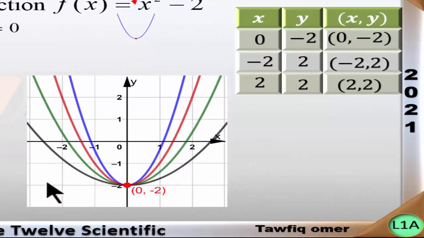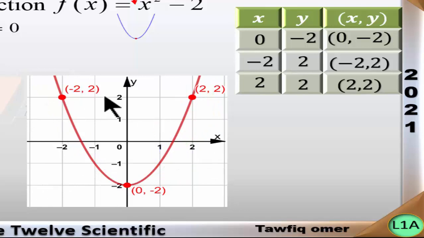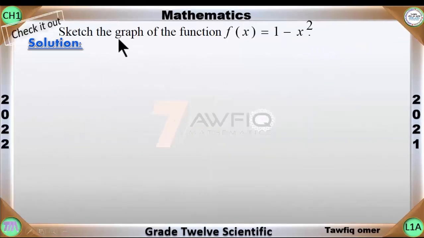Plotting these points, we can see here is minus 2 and 2. Here 2 and 2. We can see only the red graph passes through the 3 points. That is the correct curve of the function f(x) equal x squared minus 2. Sketch the graph of the function f(x) equal 1 minus x squared.